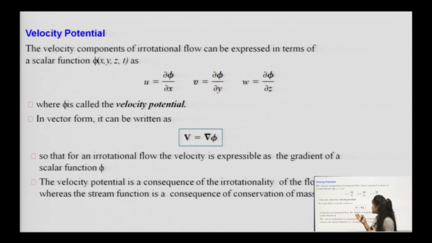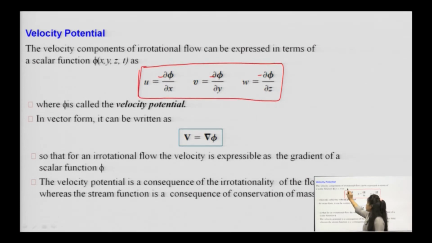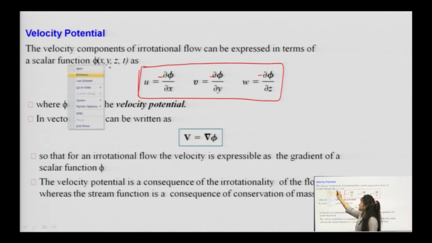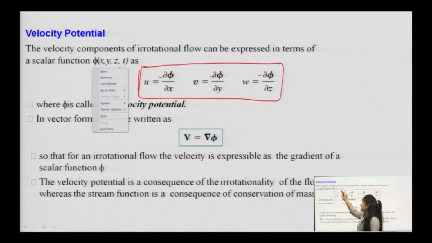So here you can see the velocity component in the x direction, its negative derivative in the y direction, and in the z direction. As per the definition and existence of that particular variable, first of all we need to know that this single variable, which is going to replace all three velocity vectors in the respective directions, will be dependent on the coordinates x, y, z and time t.